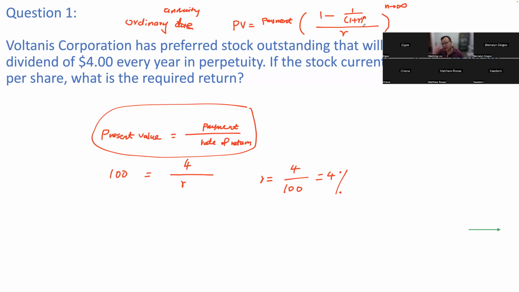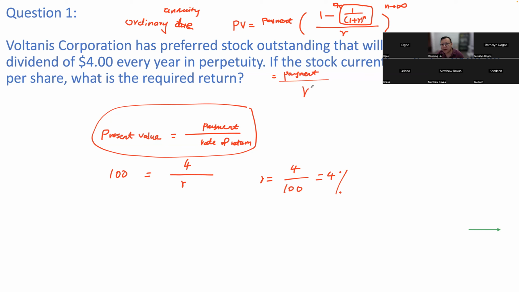So now if n goes to infinity, that number will go to infinity. If you keep multiplying without stopping, eventually that number is infinity. And if you have an infinity in the denominator, this factor eventually goes to 0. So now you can see this formula becomes the payment divided by r.